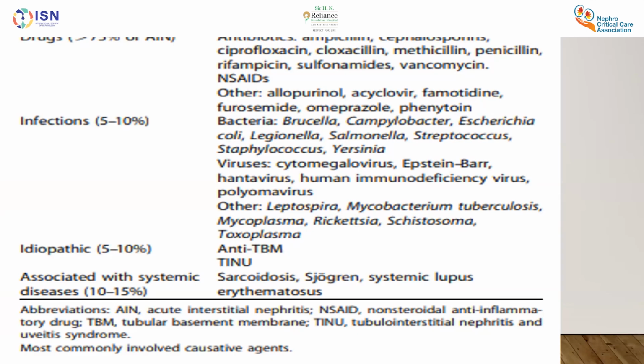Infections account for almost 5 to 10%, where bacterial causes include Brucella, Campylobacter, E. coli, Legionella, Salmonella, Streptococcus, Staph; viruses like CMV, EBV, hantavirus, HIV; and other organisms like Leptospira, TB, Mycoplasma, Rickettsia, Schistosoma. All these are seen associated with AIN. Idiopathic causes include anti-TBM, that is tubular basement membrane, and TINU, that is tubulointerstitial nephritis with uveitis syndrome. Sometimes it is also associated with systemic diseases like sarcoid, Sjogren's, or SLE.